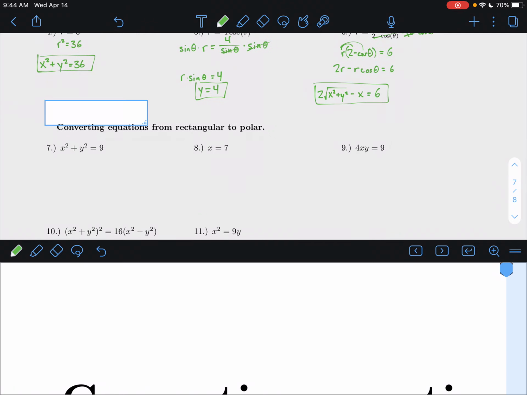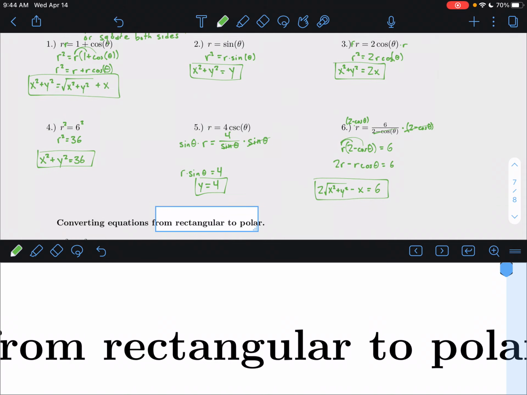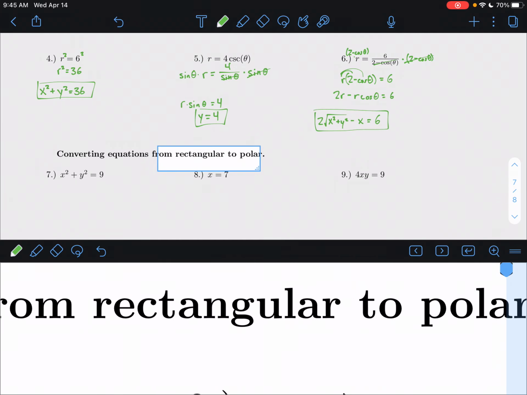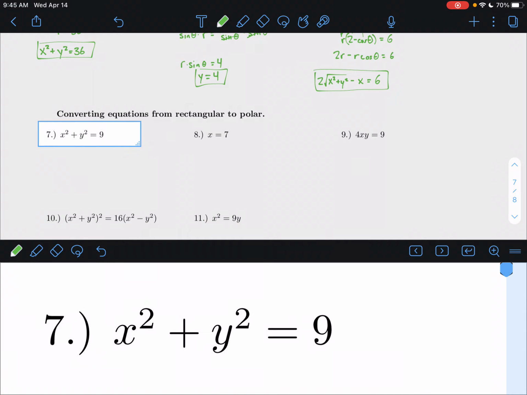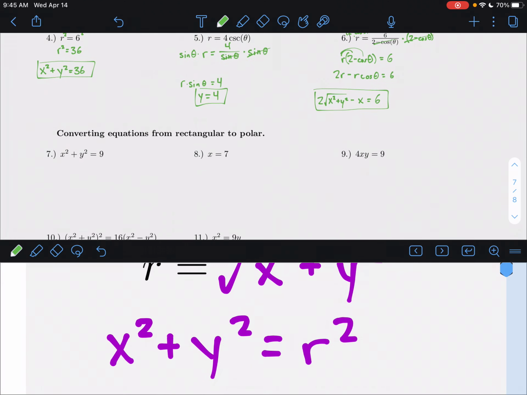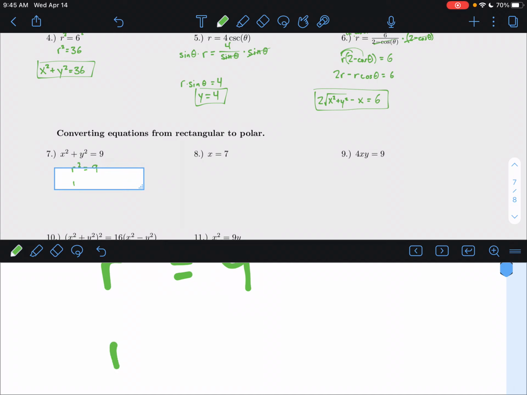And the same is going to go for converting from rectangular to polar. So for converting rectangular to polar, there's no real trick to it. With polar to rectangular, you sometimes want to multiply both sides by r, but we saw in 5 and 6 that that wasn't always the case. But converting rectangular to polar, if I have x squared plus y squared equals 9, well, x squared plus y squared, that is r squared. So I'm able to say that r squared equals 9. And if r squared is 9, then I can take the square root of both sides, and r is 3.